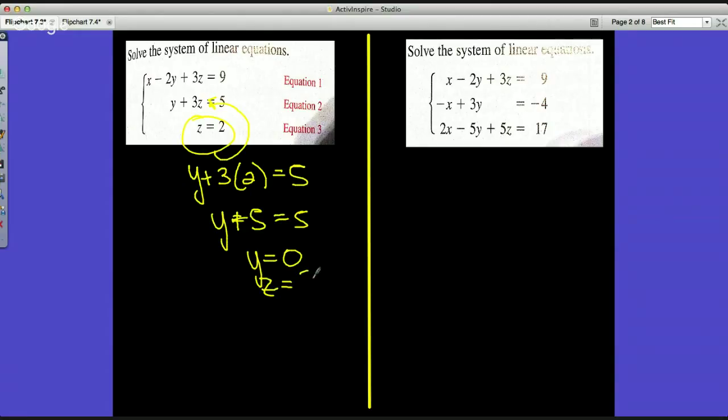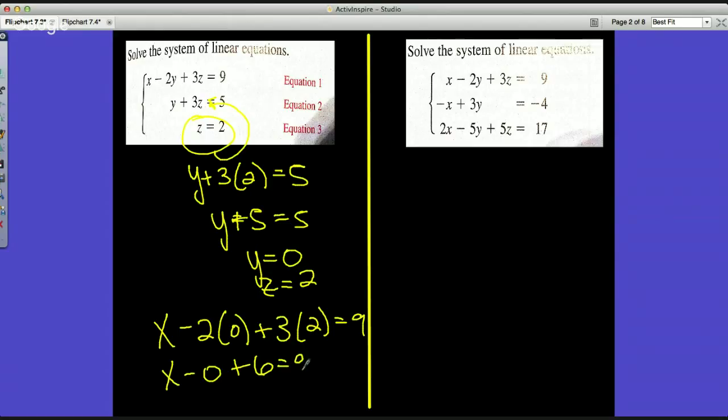So I have z equals 2 and y equals 0, and then I'm going to substitute back in to get x minus 2 times 0 plus 3 times 2 equals 9. Then if I simplify, I get x minus 0 plus 6 equals 9. I subtract 6 on both sides to get x equals 3. Now again, those three are pretty easy. In fact, we probably have done that before.